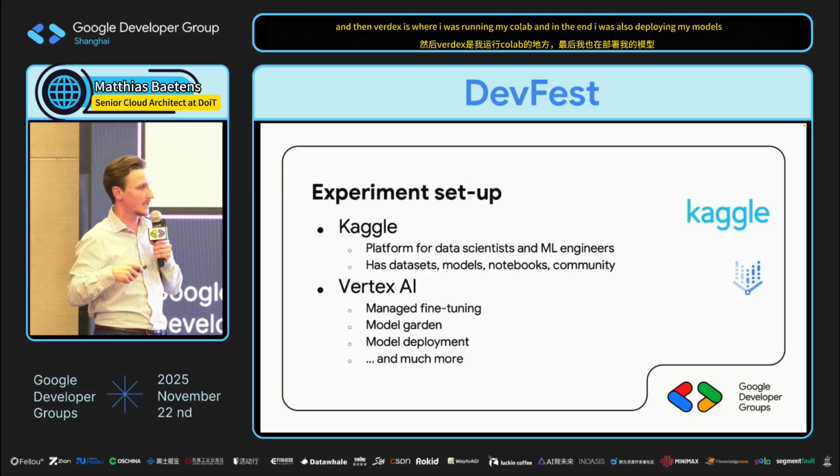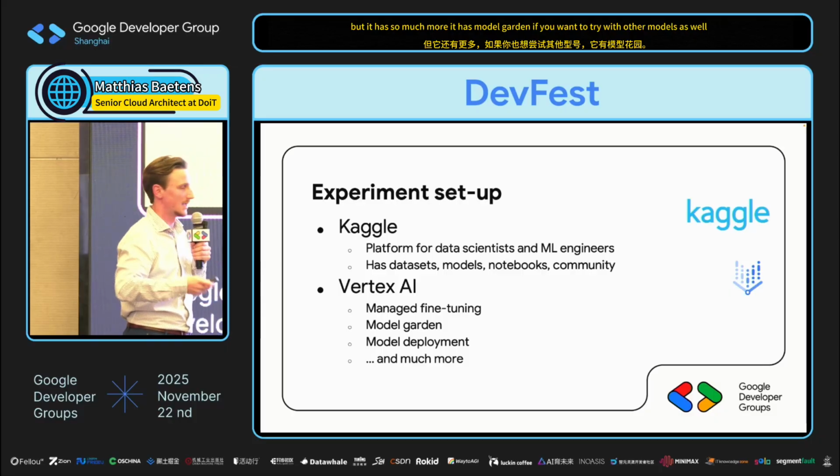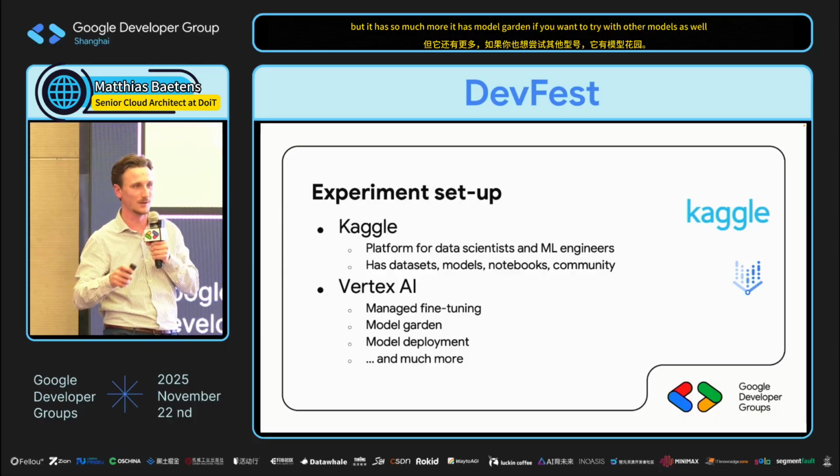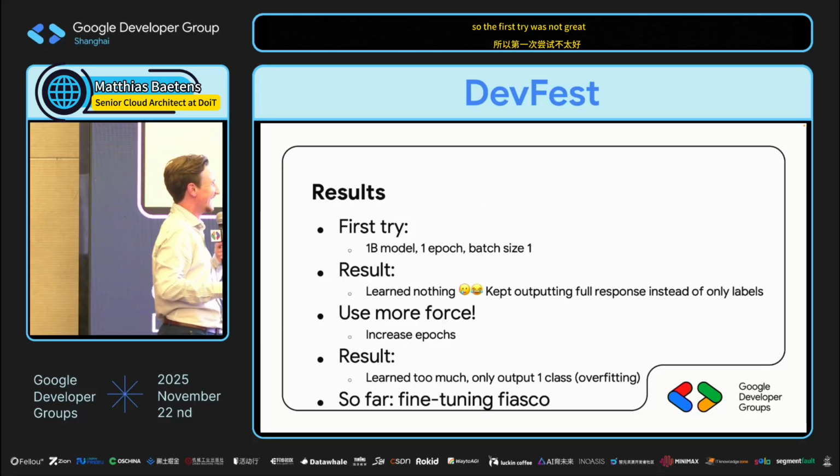And then Vertex AI is where I was running my Colab, and in the end I was also deploying my models. But it has so much more. It has Model Garden if you want to try other models as well. So the first try was not great.